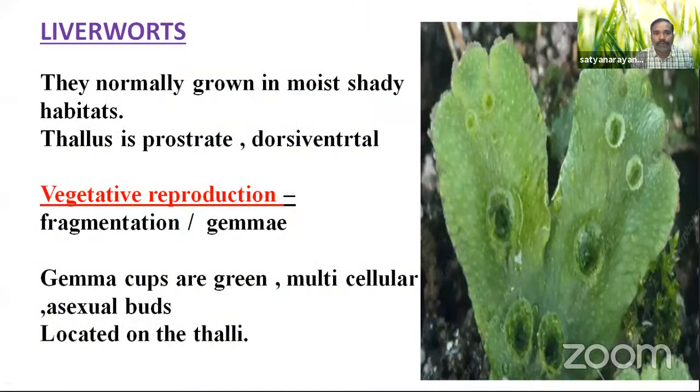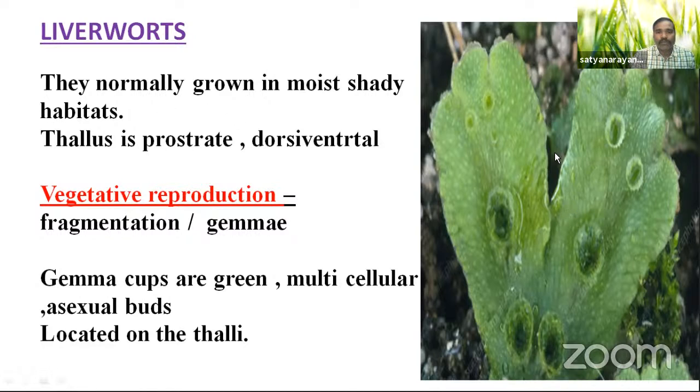Based on their structure and other conditions, the bryophytes are divided into three classes: Hepaticopsida, Anthocerotopsida, and Bryopsida. The Hepaticopsida class plants are called liverworts. So the bryophytes are divided into three classes called liverworts, hornworts, and mosses. Now we'll see one of the classes, liverworts, which belong to the Hepaticopsida.